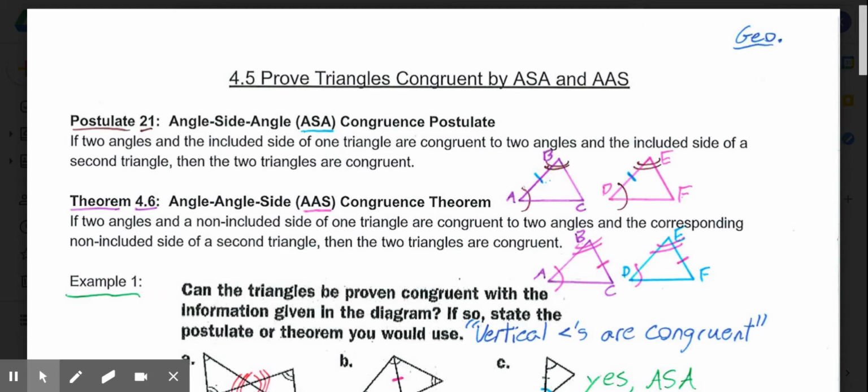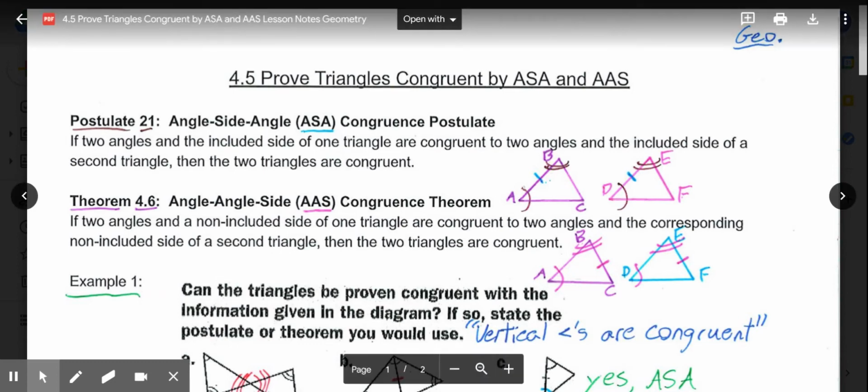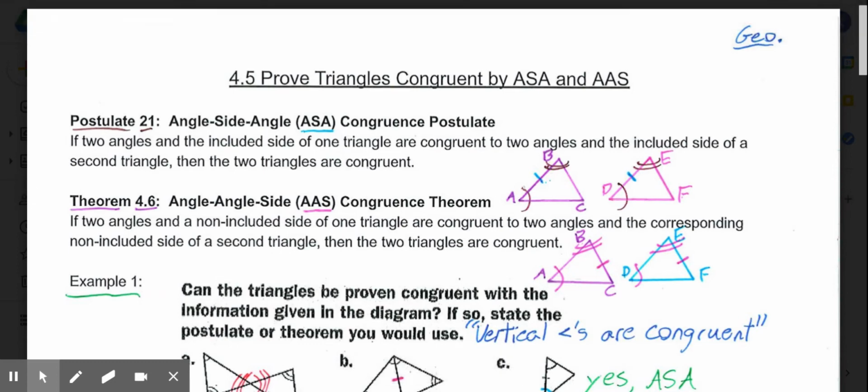And then we have theorem 4.6, the angle-angle-side congruence theorem. And that theorem states if two angles and the non-included side of one triangle are congruent to two angles and the corresponding non-included side of a second triangle, then the two triangles are congruent.